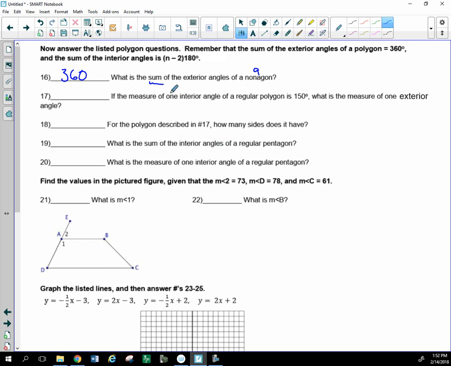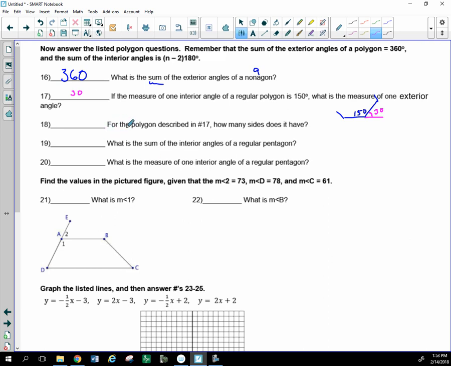It says, if the measure of one interior angle is 150, what is the measure of one exterior angle? Here's an interior angle, and the shape goes on doing whatever else it does, but if I extend this out and draw the exterior angle, remember that the interior and exterior angles are supplementary. So the exterior angle right there in pink and the interior angle of 150 must add up to 180, so that leaves me with 30 degrees for the exterior angle.